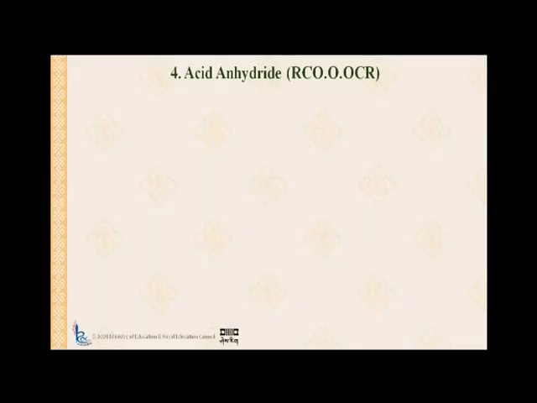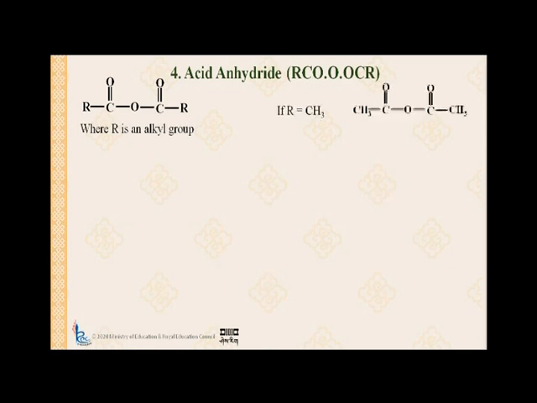Okay, now let's go with the last derivative of carboxylic acid, known as acid anhydride. The general formula of acid anhydride is RCO, then in the center you have O, then again RCO. So here the OH group is being replaced by RCOO, where R is an alkyl group. In case R is CH3, we get a specific acid anhydride known as acetic anhydride. And you know why the name acetic? Because if you look at the parent acid, you will see that the parent acid is acetic acid here.